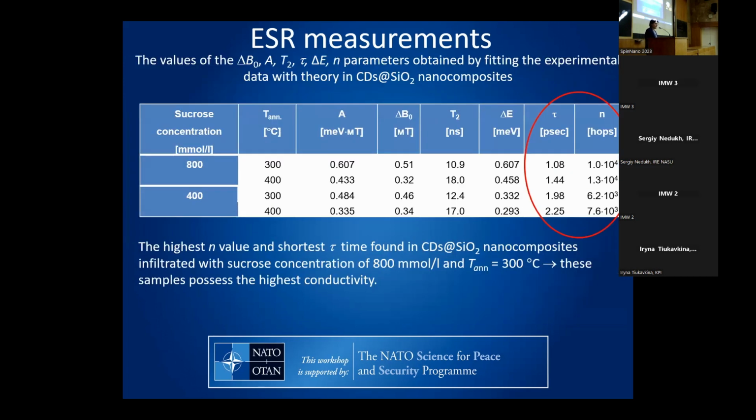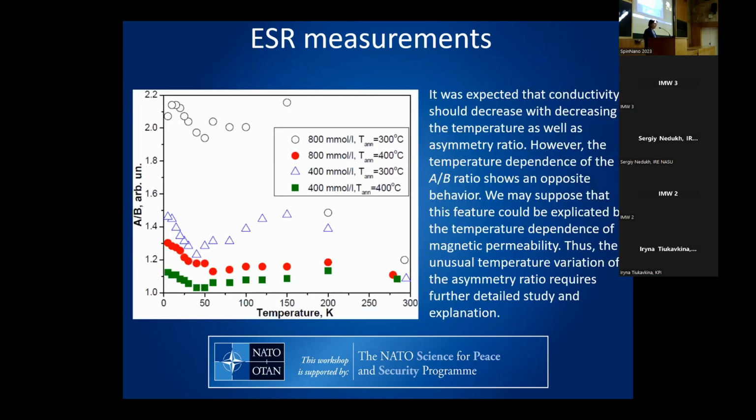So in this table, you see the parameters of fitting of this equation with experimental data, and we have found that the highest n value and shortest tau time was found in the sample that was infiltrated with the highest concentration of sucrose and analyzed at 300 Celsius. So those samples should show the highest conductivity. And indeed, if we compare this A/B ratio, this asymmetry ratio for the Dysonian line shape, it was found to be the highest in those samples with sucrose concentration of 800 millimole and analyzed at 300 Celsius, and this A to B ratio is proportional to conductivity.